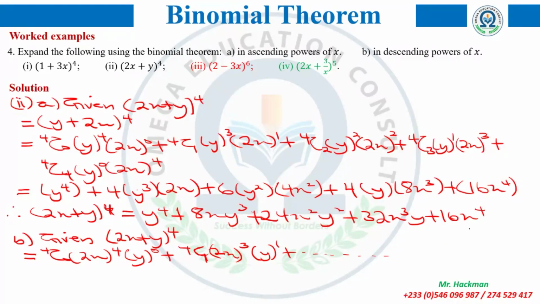If you continue, your arrangement will be 16x to the power 4 plus 32x cubed y plus 24x squared y squared plus 8x y cubed plus y to the power 4. That is the form of your arrangement. So please take note of that.